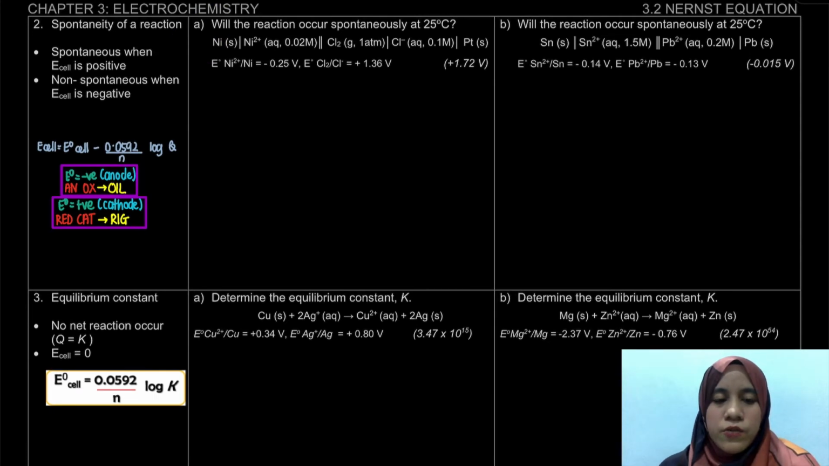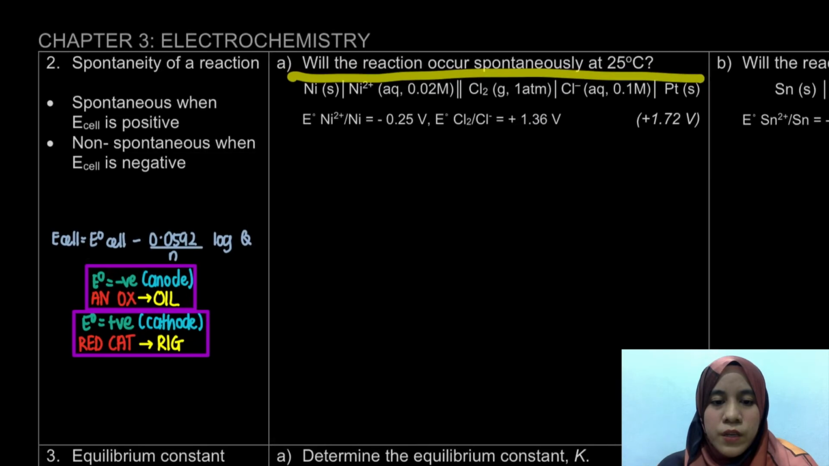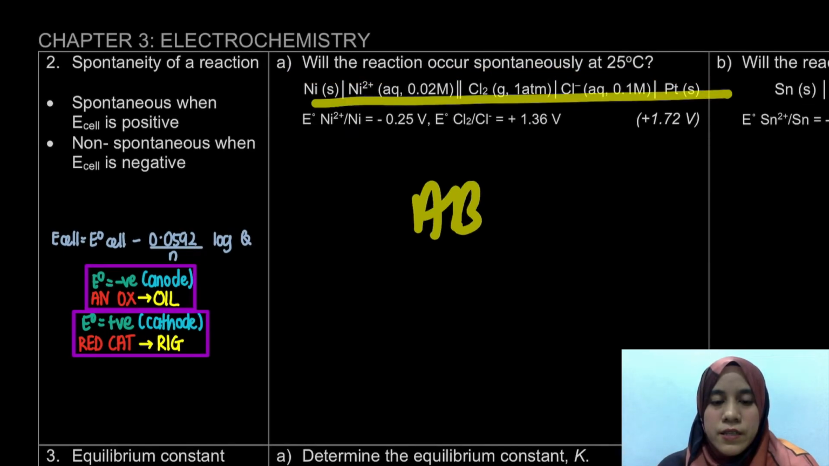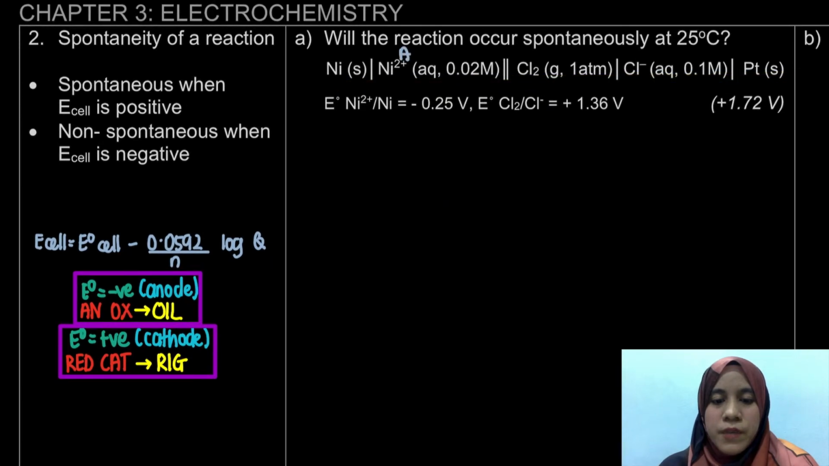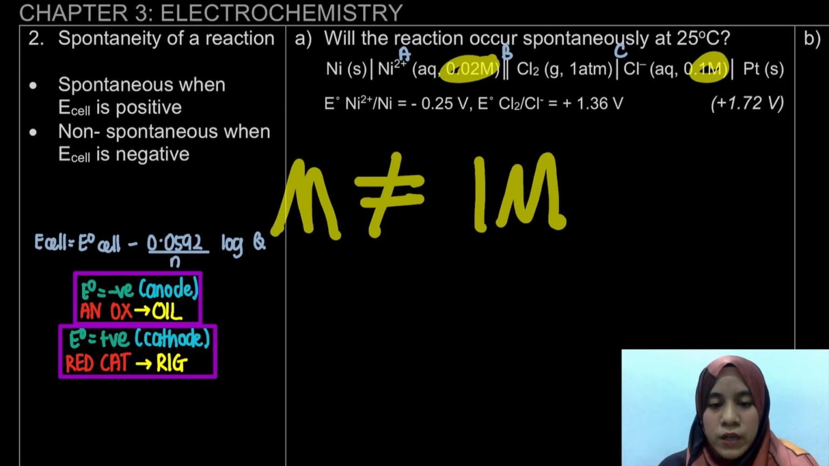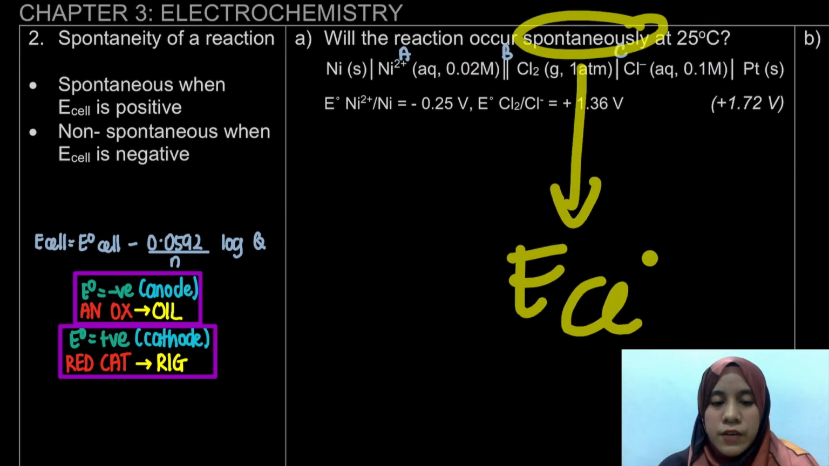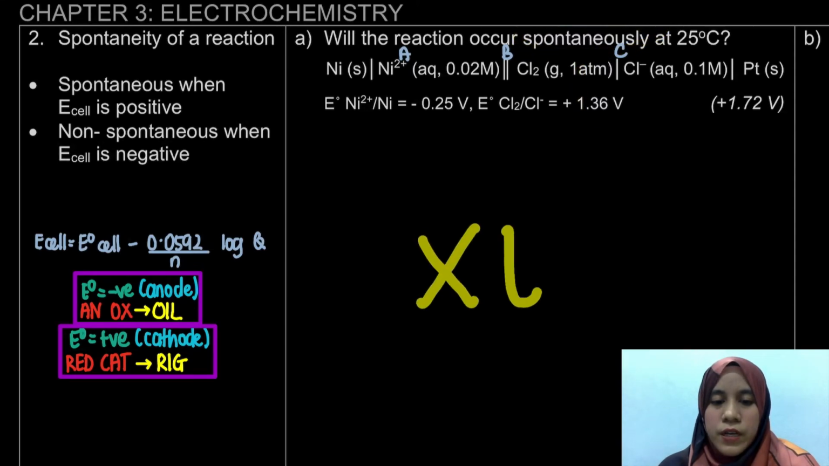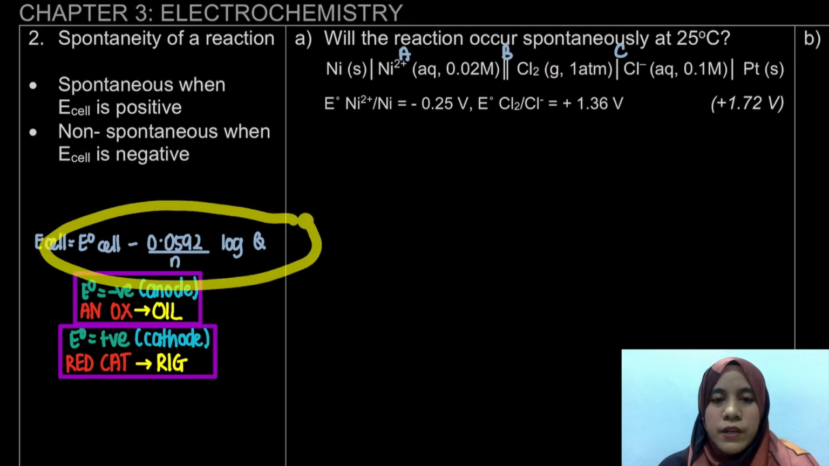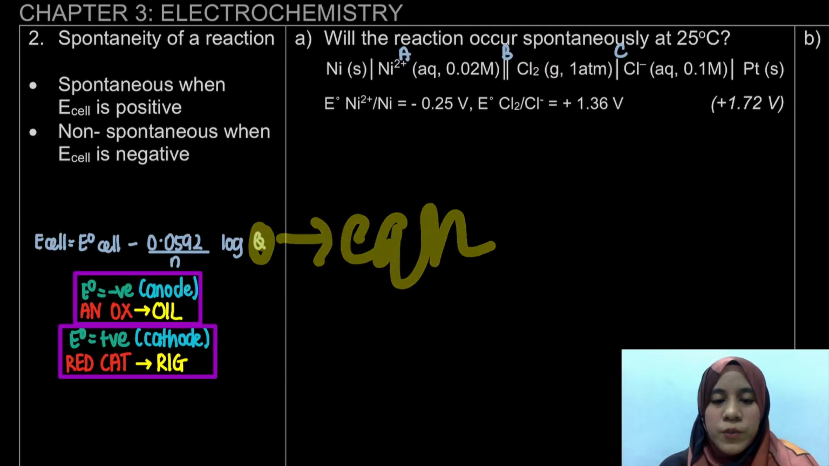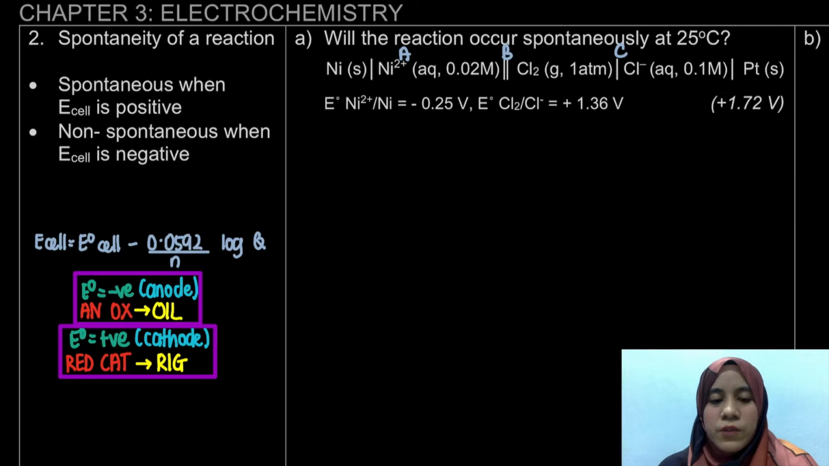Okay, first let's look at example A. Will the reaction occur spontaneously? Since this is cell notation, it will follow the ABC rule, so I'm just going to label the ABC. When we look at the question itself, the concentration of your electrolyte is not equal to 1 molar. So that's why you have to find the E cell, not the E naught cell. Okay, so from here, then we can find out the E cell. Again, remember Q must be found from the equation. So again, we have to write down the equation.